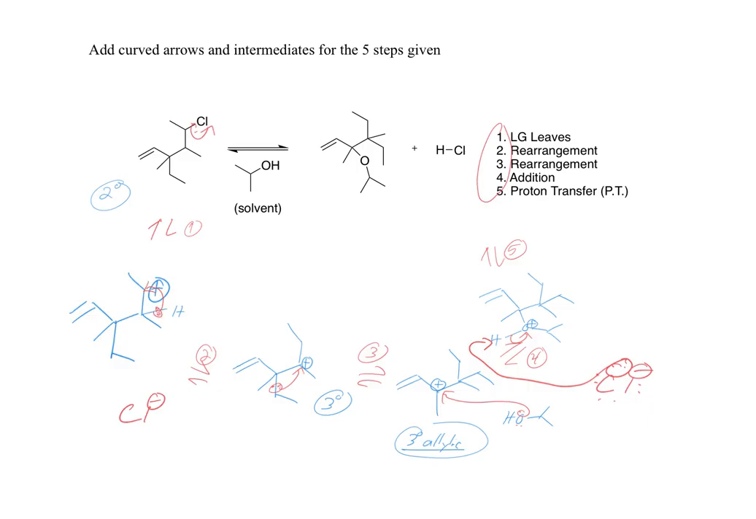The electrons move, not the hydrogen. The electrons move, and the hydrogen comes with it. So make sure you start your arrow here. We've got a tertiary carbocation. The only way you can make something better than that would be something that's tertiary and allylic or benzylic.